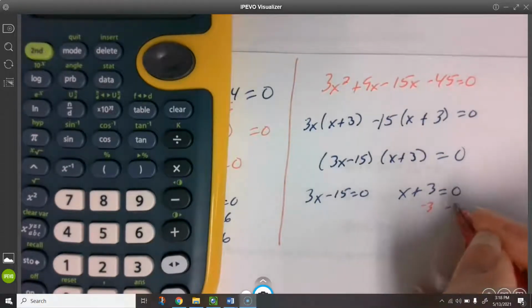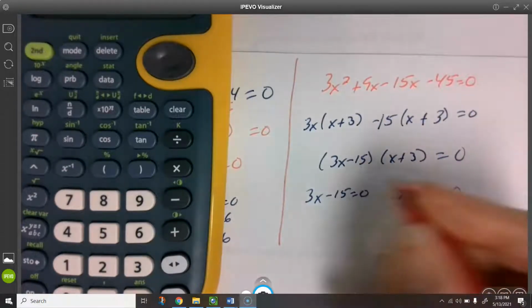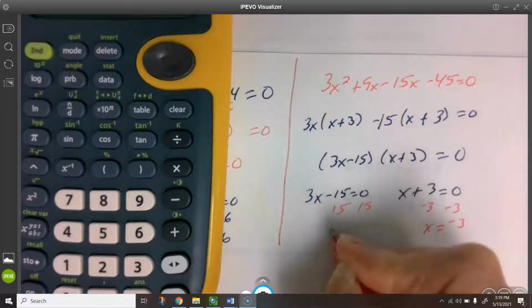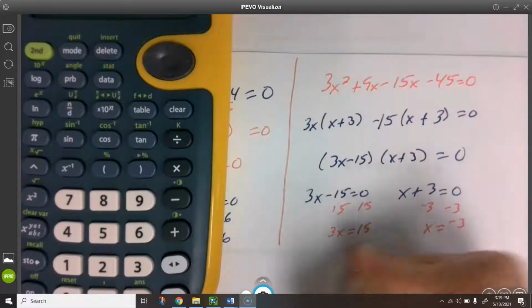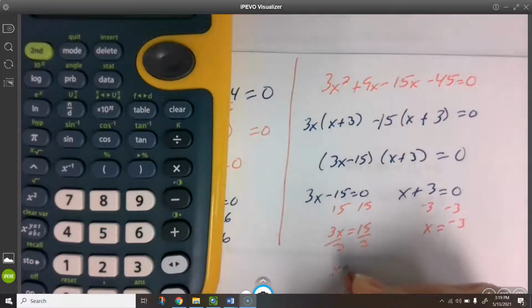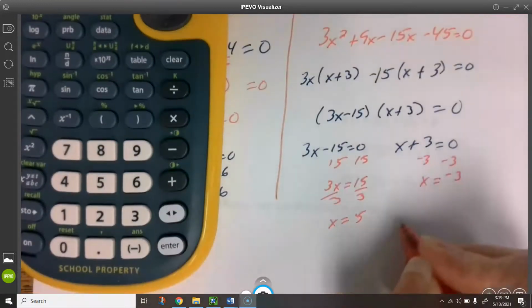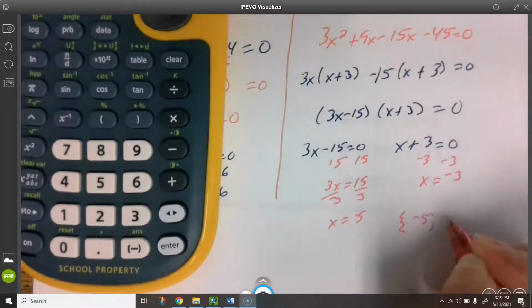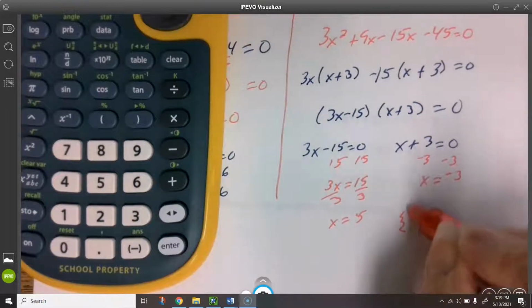So I'm going to subtract 3. So our answers are negative 3 and 5. Negative 3 and 5.